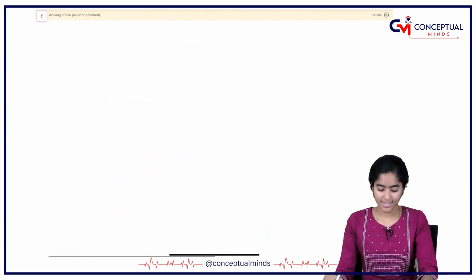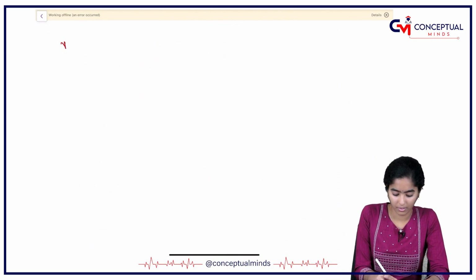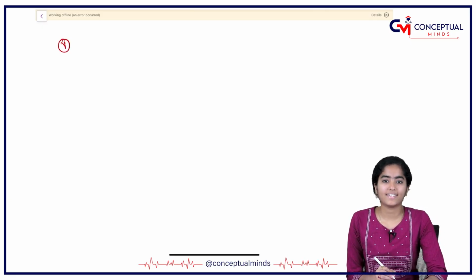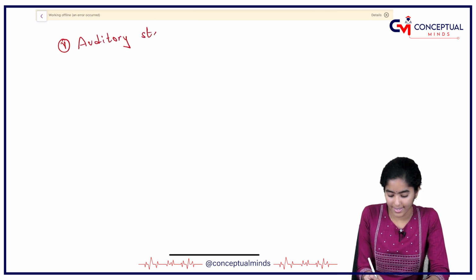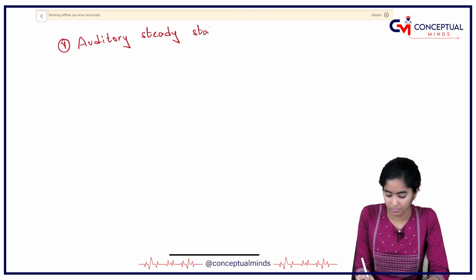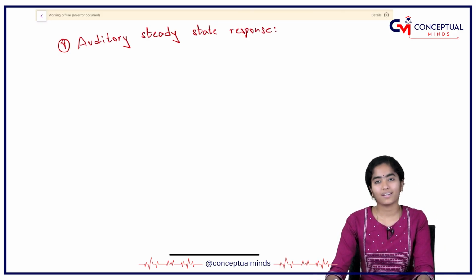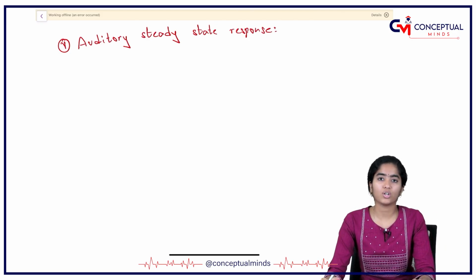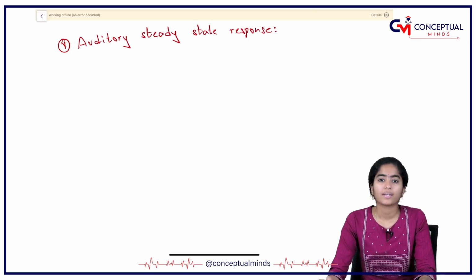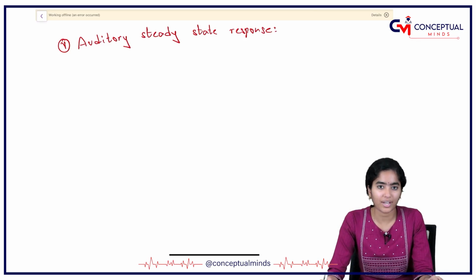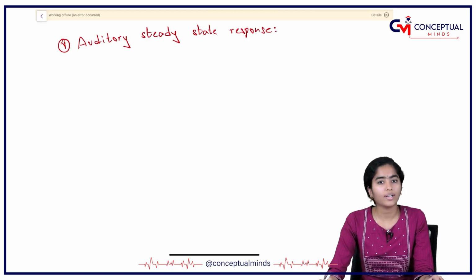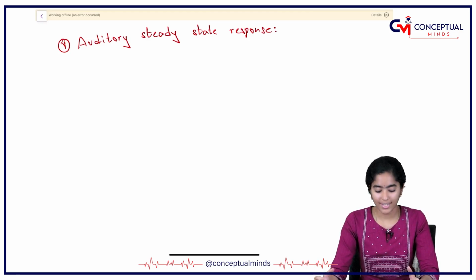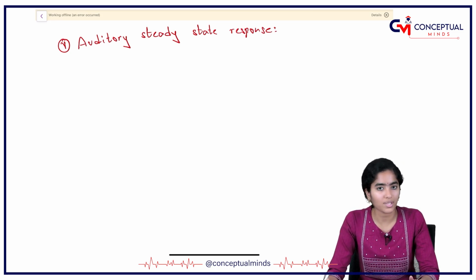Next special test is the Auditory Steady State Response Test. Now this I can say is an improvisation to BERA. BERA has certain disadvantages, such as it cannot identify profound hearing loss. That is, if the hearing loss is more than 85 decibels, or according to some studies more than 75 decibels also, BERA cannot identify, and to overcome these difficulties we have come up with the Auditory Steady State Response Test.